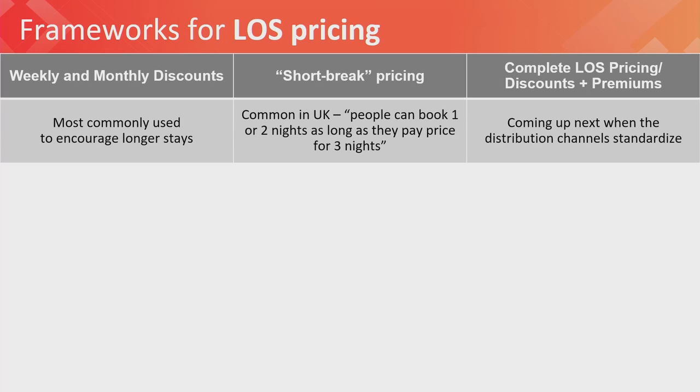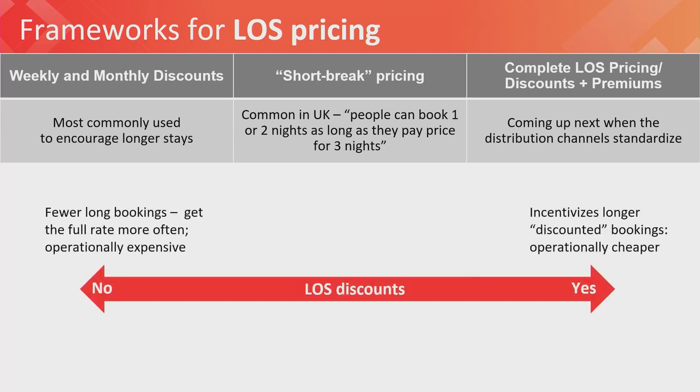And then the last one, hopefully this will come up soon, is where you have full control over length of stay pricing. So you have a nightly rate. If it's a 1-night stay, you can specify what premium needs to be applied. 2-night stay, a slightly lesser premium. 3-night stay, slightly lesser premium. 4-night stay, base rate. 5-night stay, slight discount. 6-night stay. You can play along this spectrum of length of stay discounts.